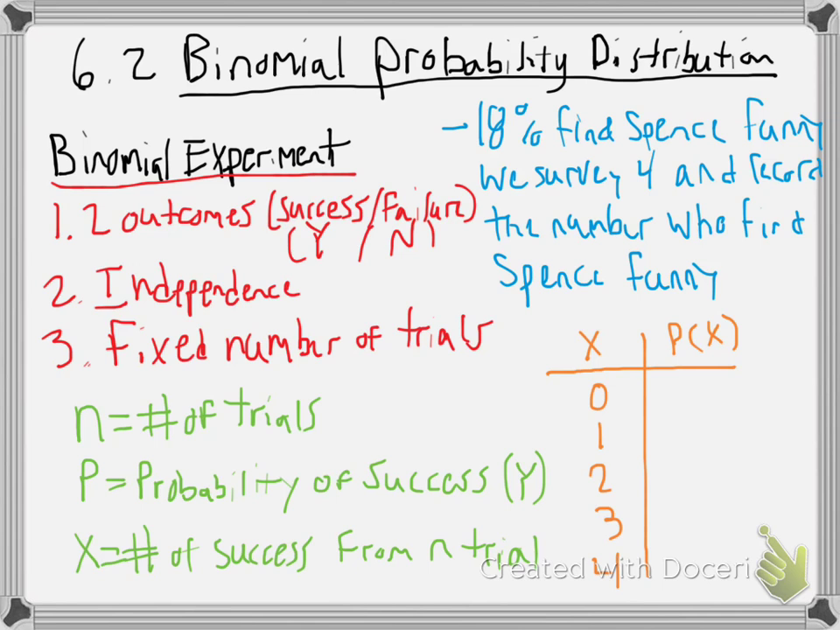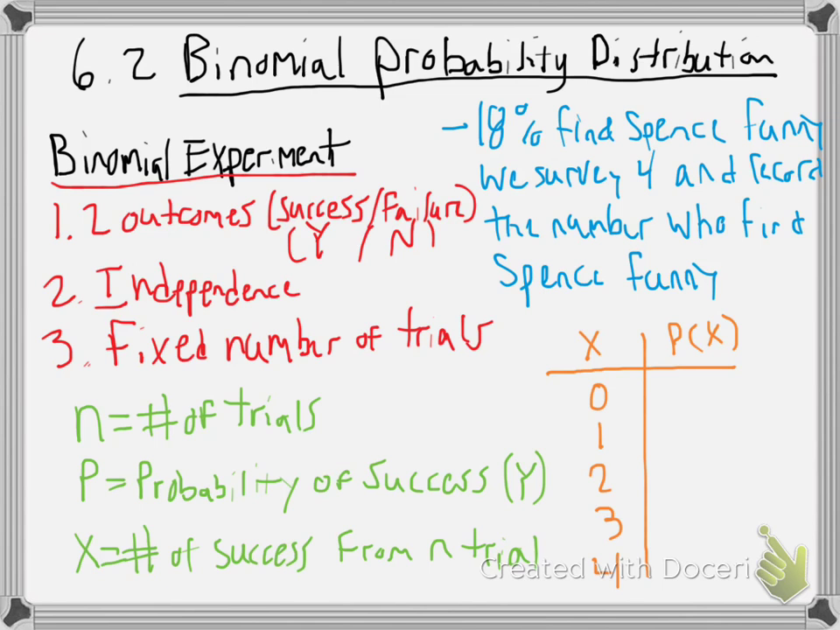Alright, now let me draw this back to the example from the last exam. There was a question that said 18% of all students, this is in blue now, 18% of all students find Spence funny. If we decide to survey 4 students and record the number who find Spence funny, this is a binomial experiment. Why? Well, it's pretty simple.